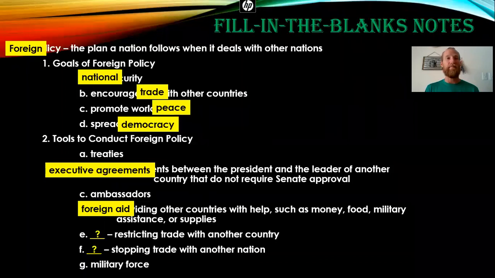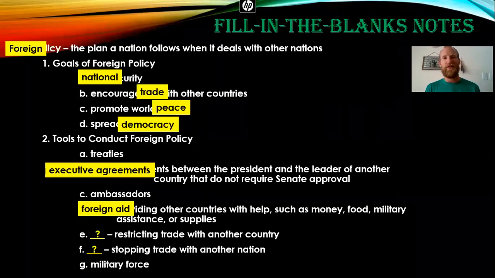Or maybe we provide military assistance, which could mean providing actual resources like tanks or weapons, or actually just people, using our military advisors to help their military grow and get organized. So we would use foreign aid for a number of different reasons, kind of as a way to help another country, because that way perhaps they will help us in return down the road.